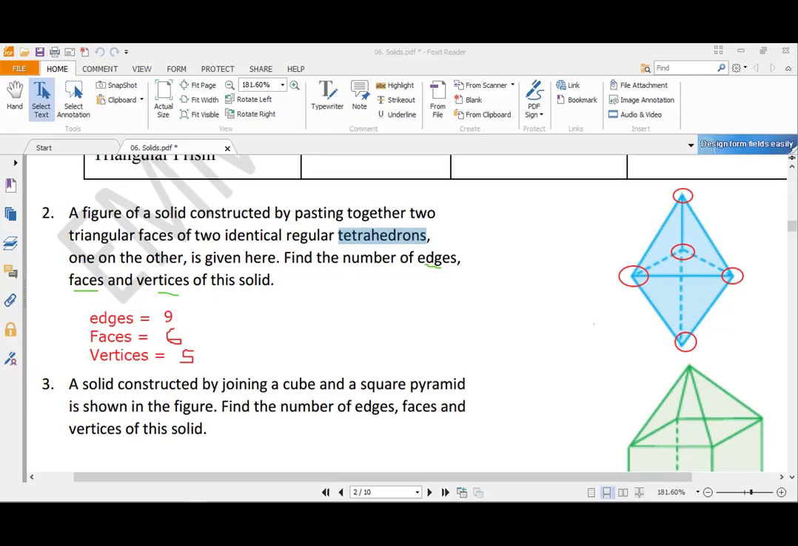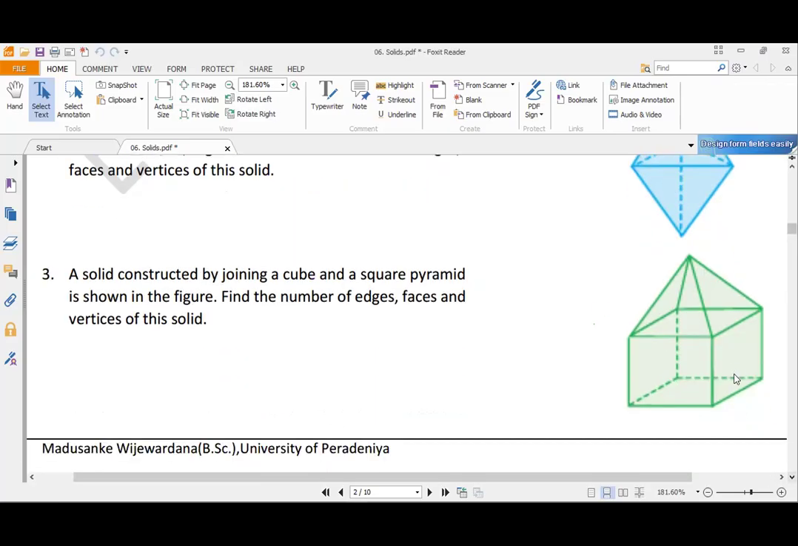Alright, okay guys, do the third question. The third question I will explain on the board. You have to count these things. I will do this one on the screen as well as on the board, so that you can understand.